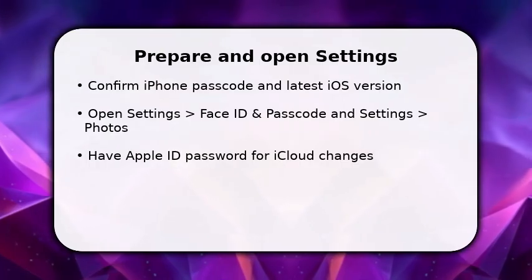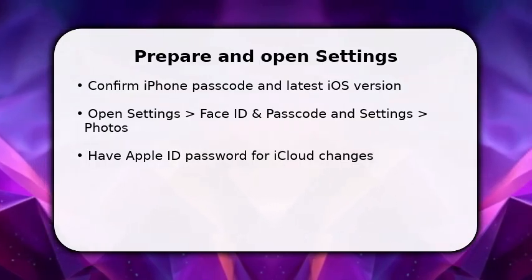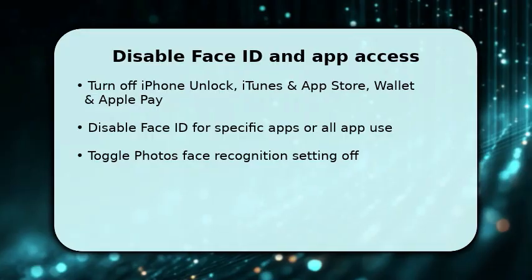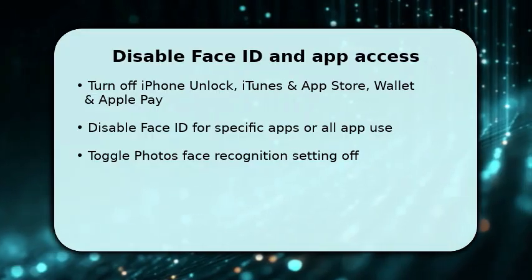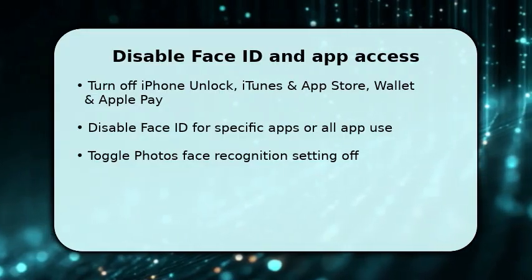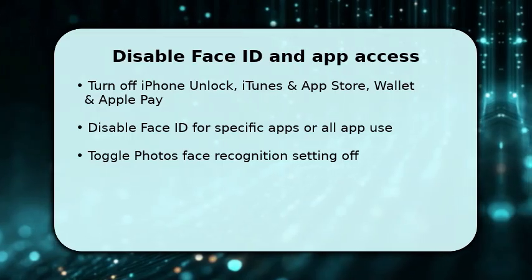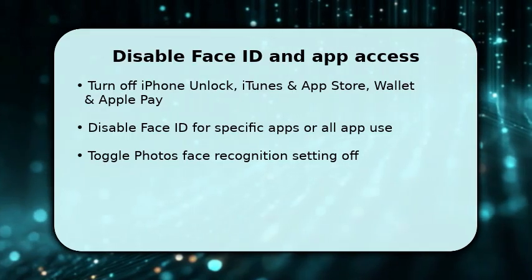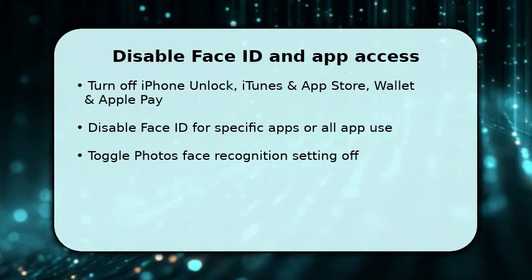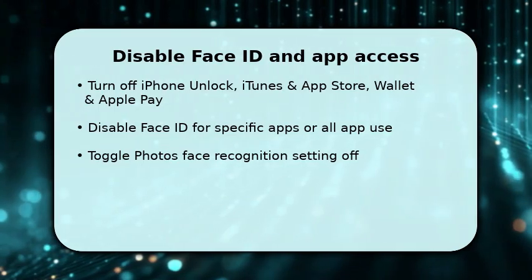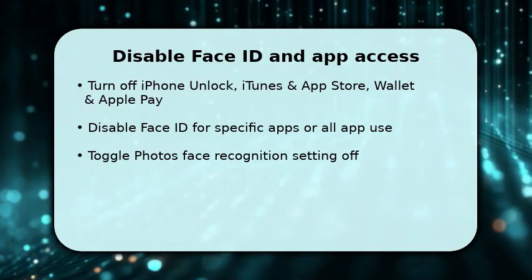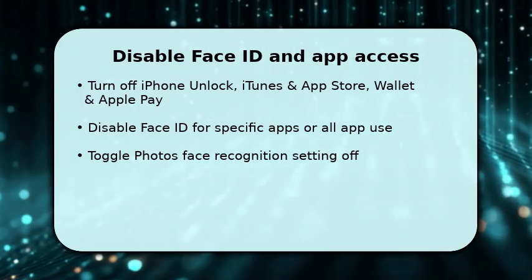Once authenticated in Face ID and Passcode, toggle off iPhone Unlock and any other features like iTunes and App Store, Wallet, and Autofill. If you prefer selective control, disable Face ID per app under Use Face ID so apps revert to passcode. Next, switch to Settings Photos and turn off face recognition or people suggestions to stop new face grouping.